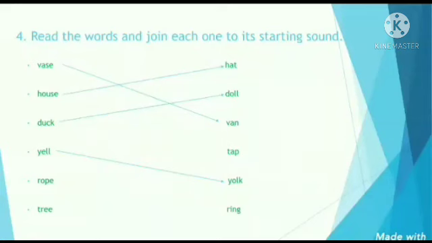See the next example. Rope, r. Here we are getting the starting sound r. So in the column B, we have to find out the starting sound r. There are only two words which are left in column B. The first one is tap. Tap, t. We don't want t sound, we want r sound. So let us see the another word. Ring, r. Here we are getting r sound. So we will match this rope with ring.